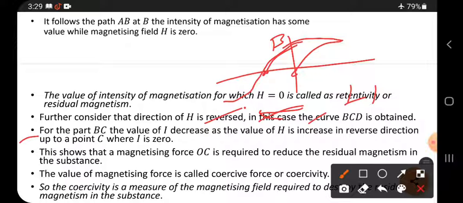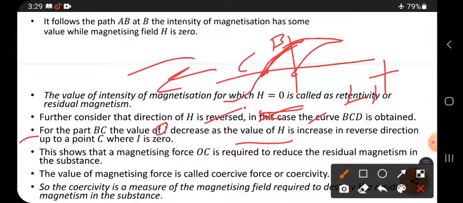For the part BC, from B to C, the value of I decreases. I slowly decreases as the H value increases in the reverse direction. It increases in this direction, which means the negative axis. This is the positive axis, and this is the negative axis. In the reverse direction, up to point C, the I value is 0. So at this point the I value is 0.